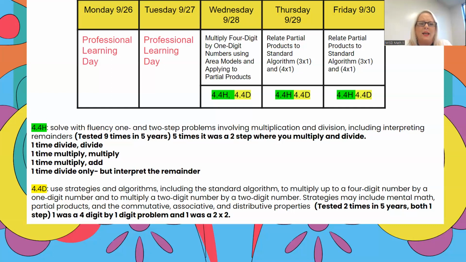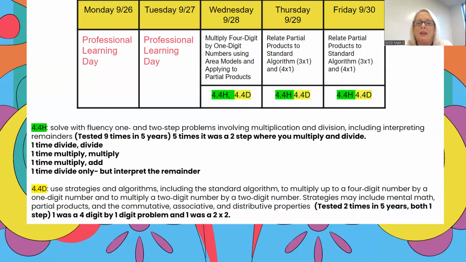What we noticed is that this was tested 9 times in 5 years, and 5 of those times, it was a 2-step problem where you multiply and then divide. So you had 2 parts of the problem where you might have to multiply these 2 numbers and find that product, and then from that product, divide by something else in order to get an answer. 5 times, guys.